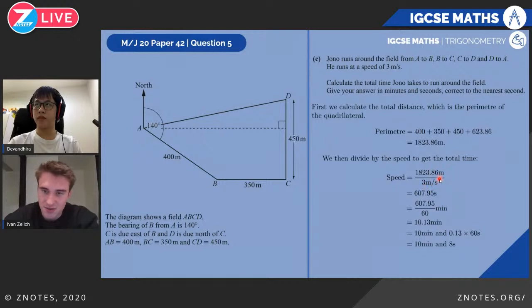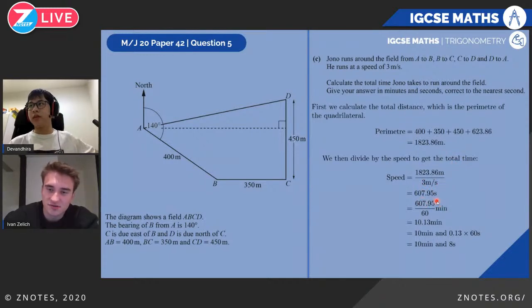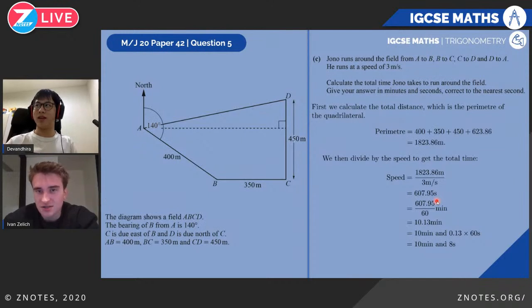And we can just double check our units. So we have meters and meters per second. The meters cancel and we get seconds. So that's always important. Dividing by 3 gives us 607.95 seconds. And so now we have to convert to minutes because they want minutes and seconds. So 607.95 divided by 60, because there's 60 seconds in 1 minute, gives us 10.13 minutes.